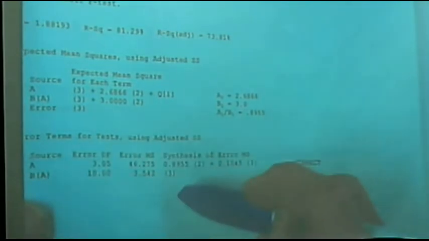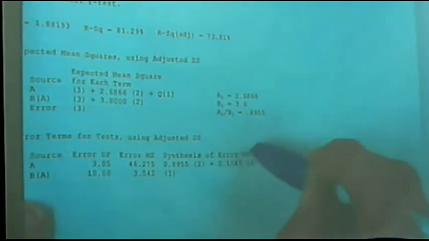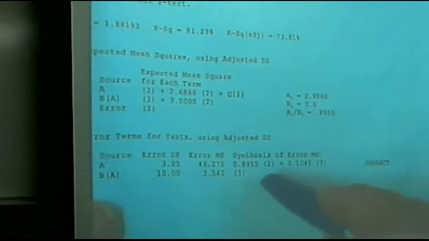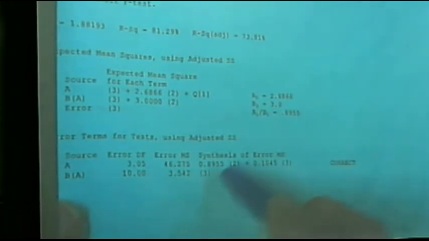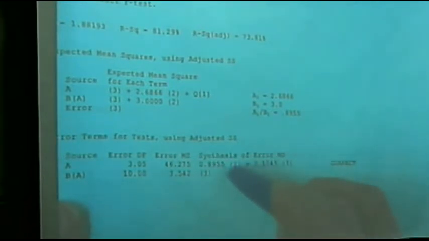Then Minitab went on and gave this last layout here, which says the error terms for the test. For A, it's going to use a synthesis of error mean square, and it's this right here. Well, here's our theta, mean square B within A, plus 1 minus theta, mean square error. So this is our cobbled together mean square right there.